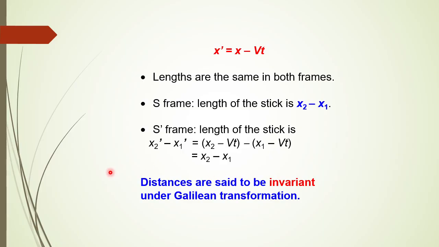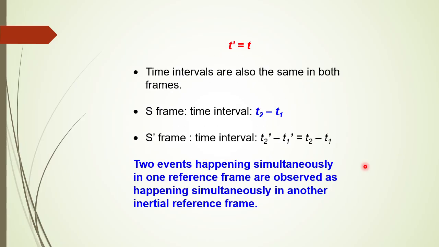So basically we can have this statement: distances are invariant under Galilean transformation. Of course, nothing changed about the time. Time is the same in both frames, so the time intervals are also the same. Two events that happen simultaneously in one reference frame are also observed as happening simultaneously in another reference frame. So basically, time coordinates always match even when we have frames moving with respect to one another.